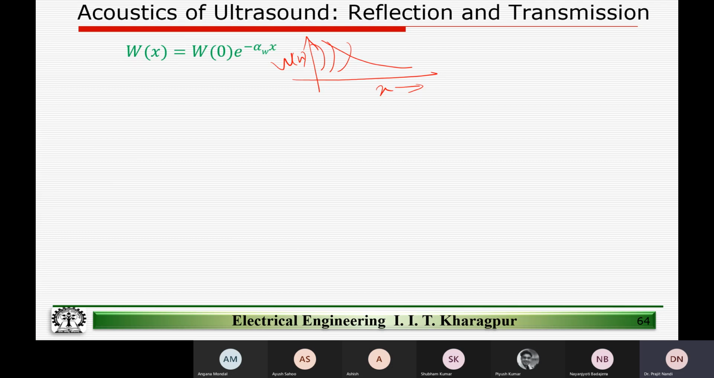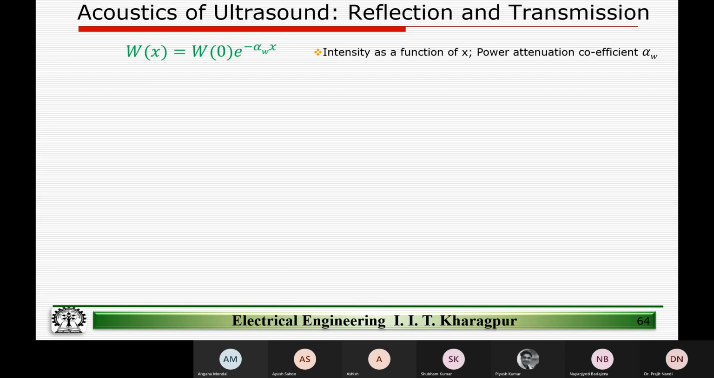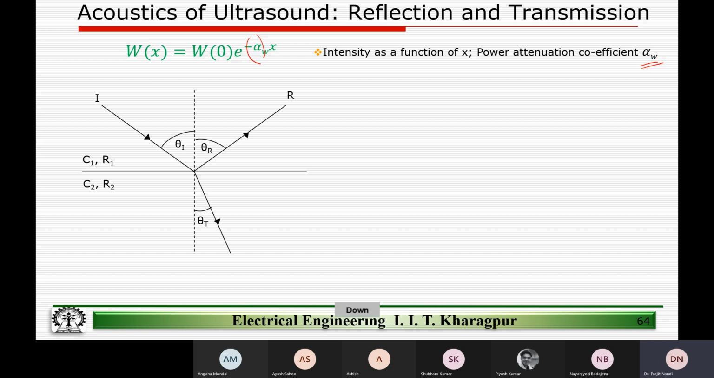When I'm talking, probably someone sitting next to me will hear my voice loud and clear, but someone a little bit far will hear it a little bit fainter, and somebody a little bit farther will probably not be able to even hear me, right? So the intensity is also a function of x, the axis that we had defined. As the wave is propagating, the intensity keeps falling with distance x. And this alpha w is the power attenuation coefficient.